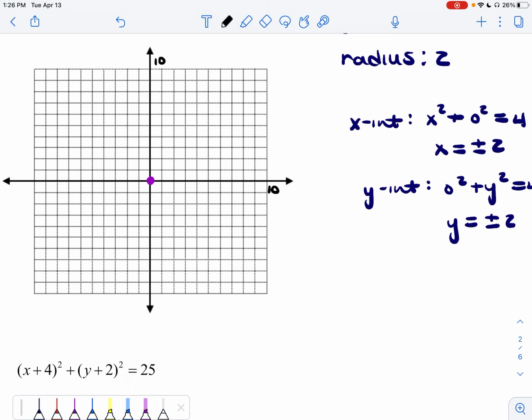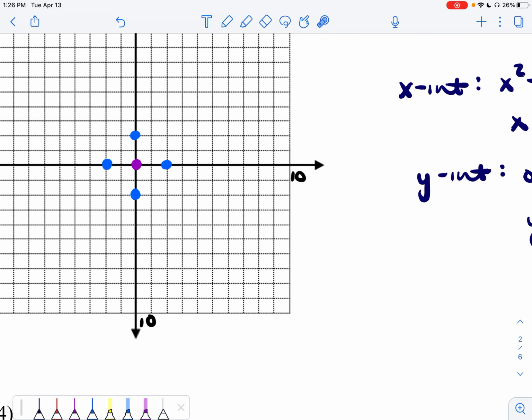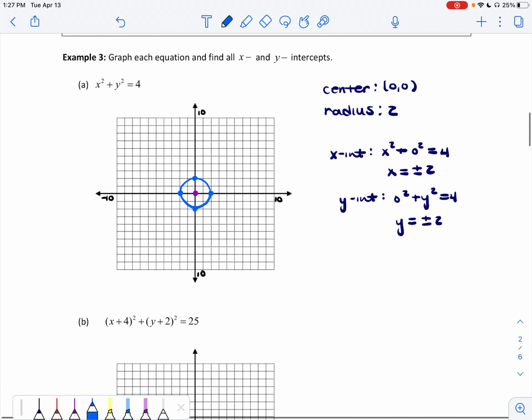I'm just counting by ones on this whole graph. Okay. All right, so we have our x-intercepts at plus and minus 2, and we have our y-intercepts at plus and minus 2. Okay, now that makes sense as well, because if we have a radius of 2, from the center, we go 2 units to the right, plot a point. 2 units to the left, plot a point. 2 units down, plot a point. 2 units up, plot a point. Okay, so then just sort of eyeball your circle here, and you're good to go. So that's going to be our graph, and we have our center, our radius, and our intercepts.